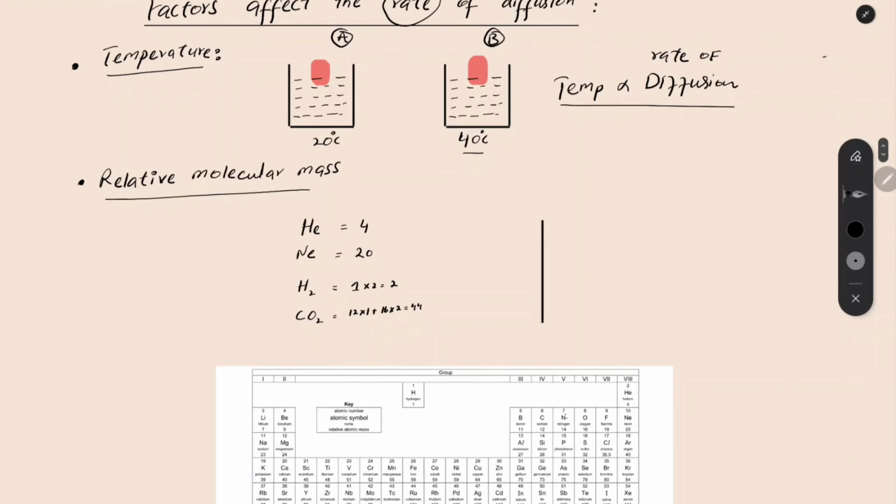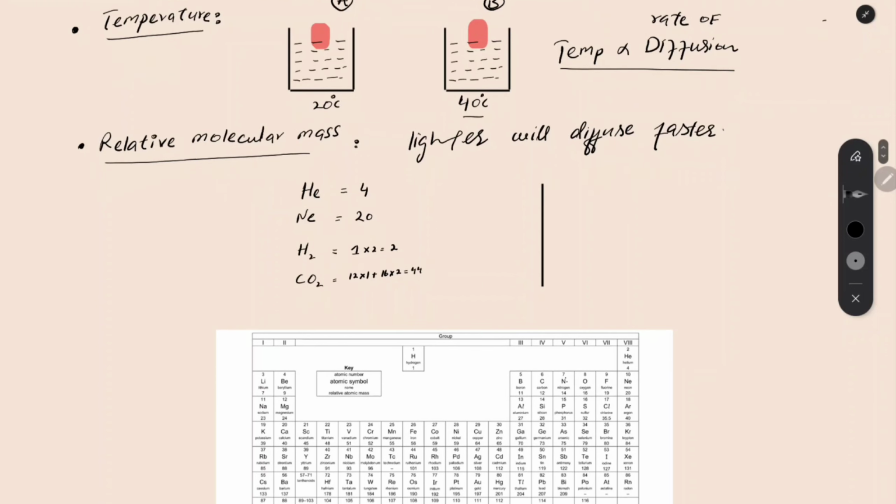The second factor is relative molecular mass. The heavier the mass of a molecule is, the slower that molecule will diffuse, right? So it means that the lighter one will diffuse faster. Okay, so the lighter one will diffuse faster.